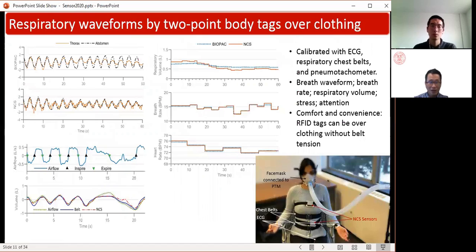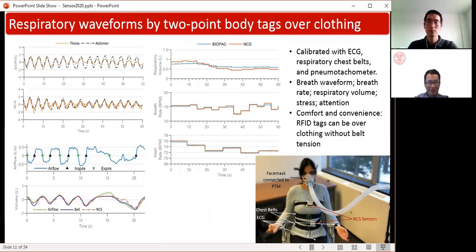And this is a monitoring of the respiration. You can see that we benchmark against the very uncomfortable chest belt, which needs to be very tight on your chest, or the face mask with the pneumotachometer. And we can almost achieve the same reading by placing a comfortable tag on the person to get all the breath waveforms, including the breath rate and respiratory volume, and from that we can derive the stress and the attention.